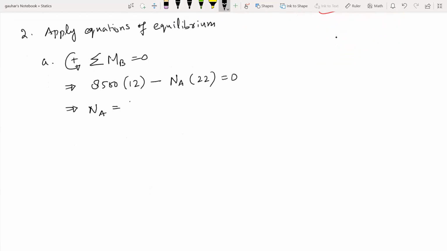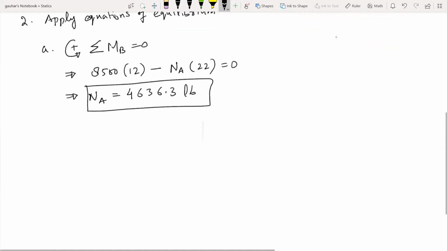Okay, so this is the equation for moments at point B, and from here we can directly get N sub A, which is 4,636.3 pounds. So with this moment at point B, we get the value of N sub A. Okay, so we are done with this moment equation at point B.